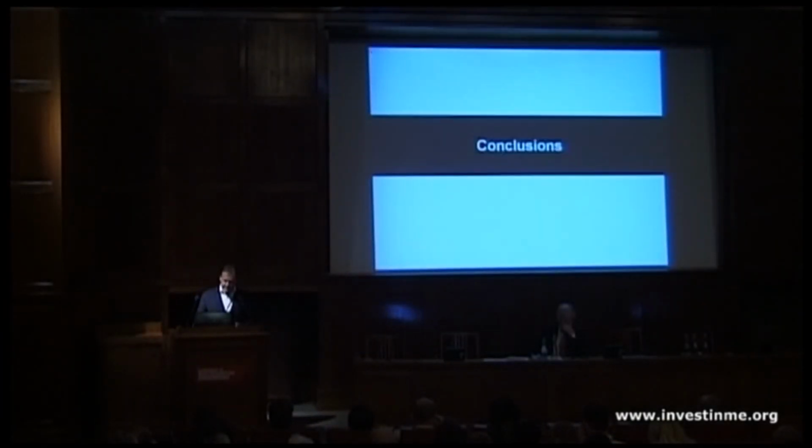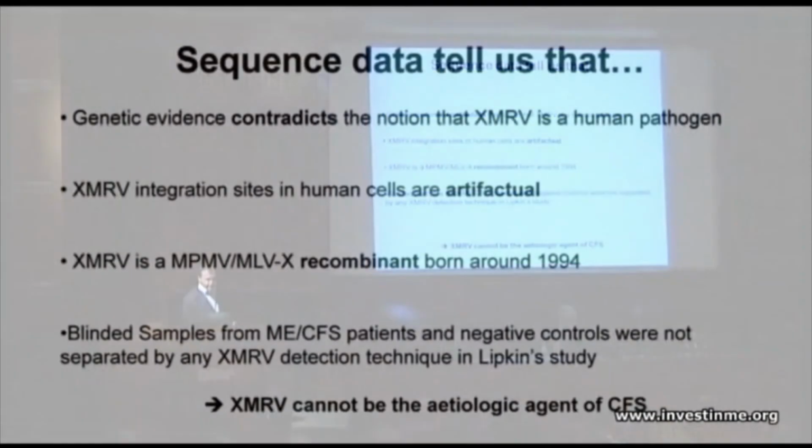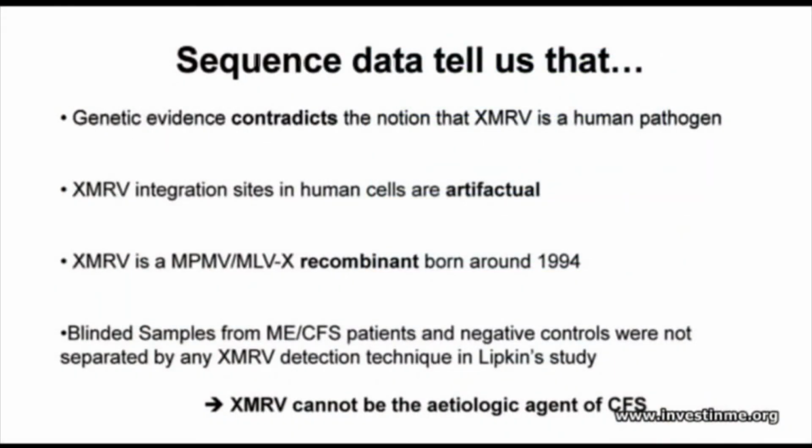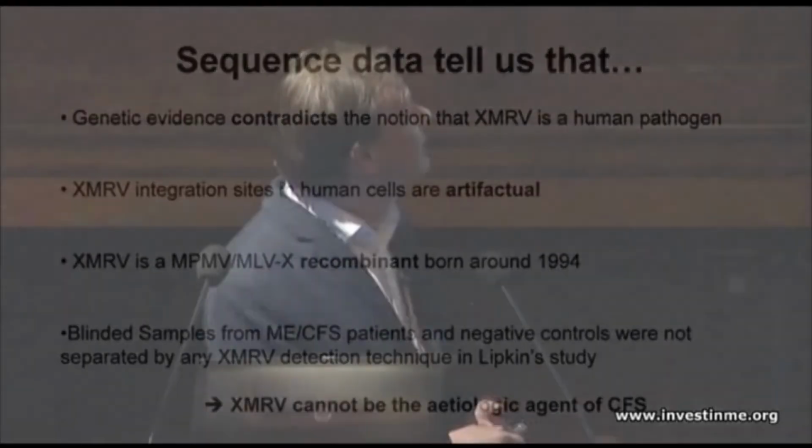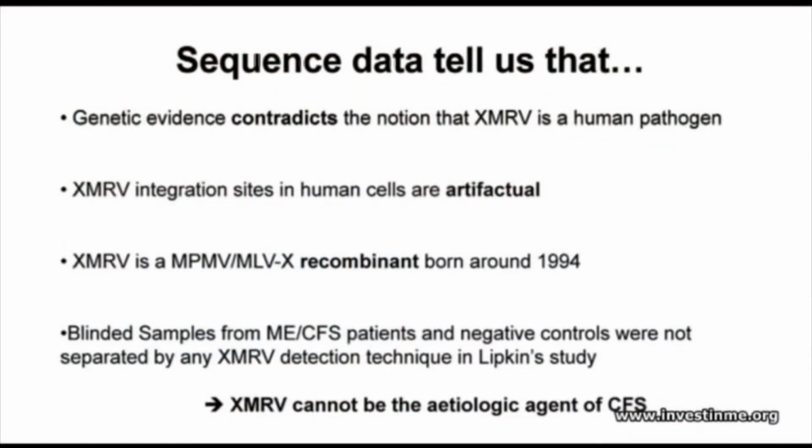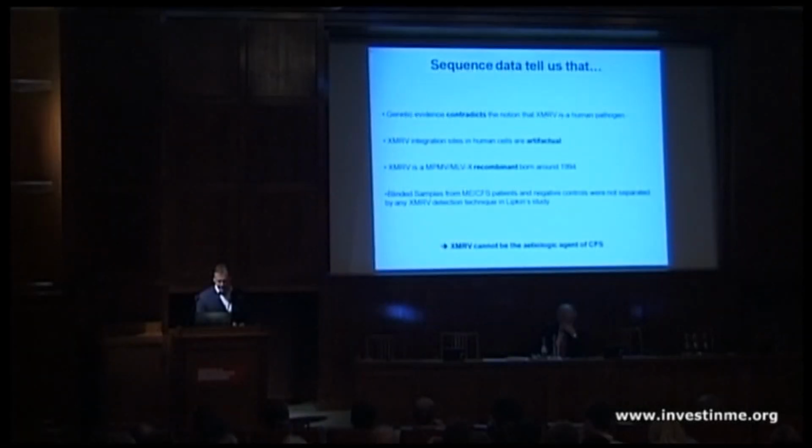We can now say that the virus in the patients, that were the clones generated by Bob Silverman and Judy Mikovits, were from the cell line, and the cell line got the virus from the mouse, and the mouse generated that virus on a specific date in 1994. So that could not then be the cause of CFS/ME. So the genetic evidence really contradicts the notion that XMRV is a human pathogen. The XMRV integration sites were shown to be a case of unfortunate contamination, and XMRV is a recombinant with a specific birth date. So what have we learned?